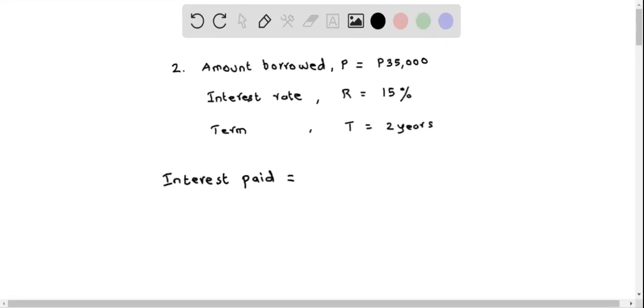Let's do question 2. Here we determine the interest paid by Veronica. So according to the simple interest formula, we write interest paid, and this equals the principal times the rate of interest times the terms. And the principal actually determines the amount invested or amount borrowed. So here the amount borrowed is 35,000 pesos. So I write 35,000 for P, which represents the amount borrowed, and the rate of interest is 15%.